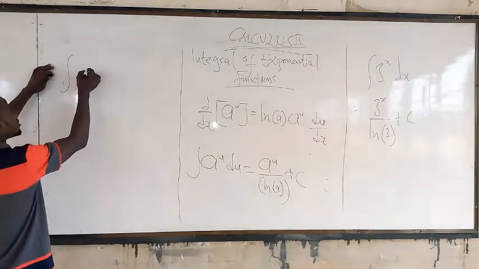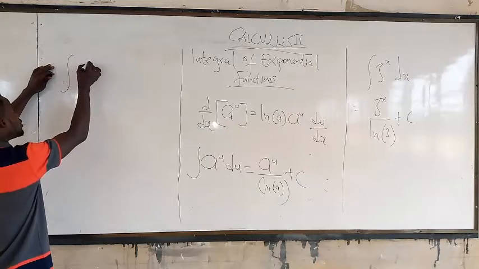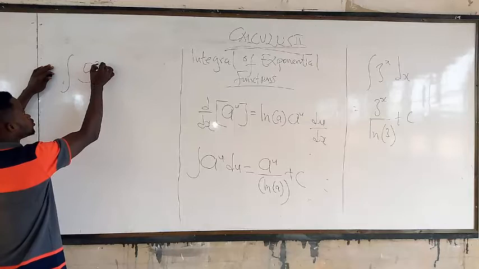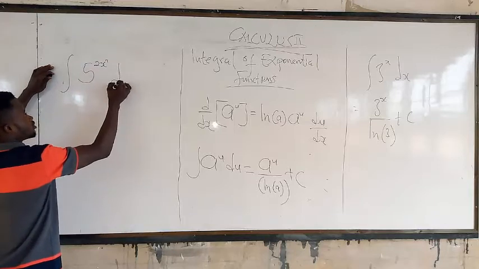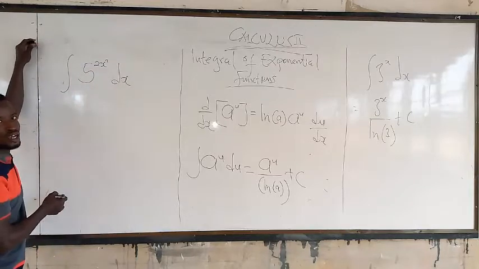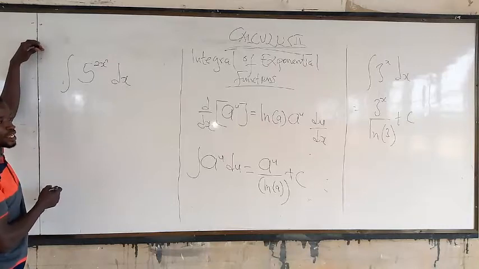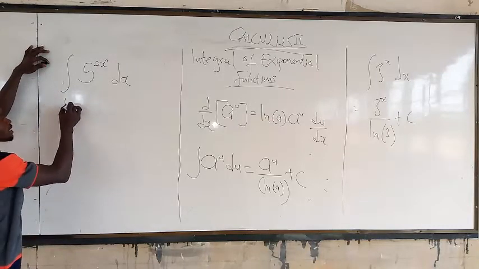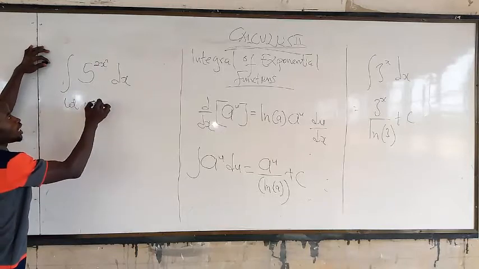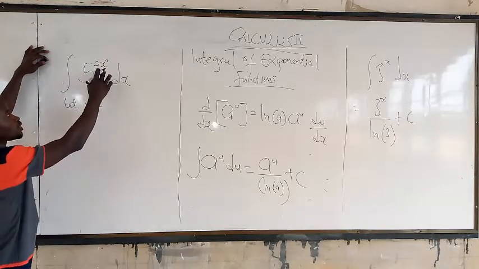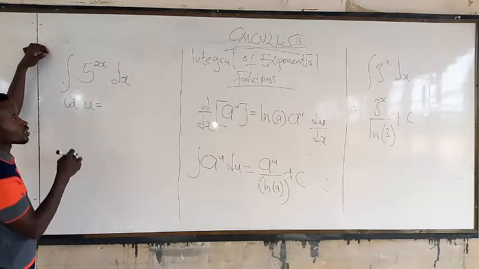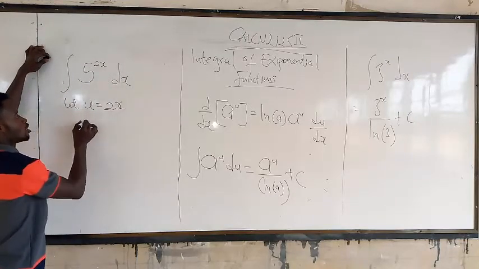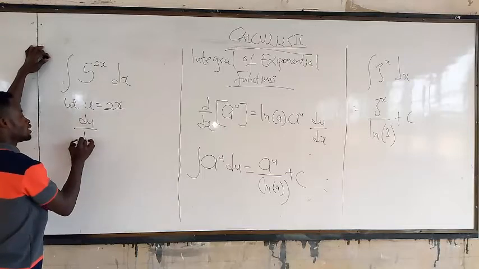Integral of 5 raised to the power 2x squared ds. Having this in the same way, here we need to set our u, and that is going to be 2x. So du ds is going to be 2.